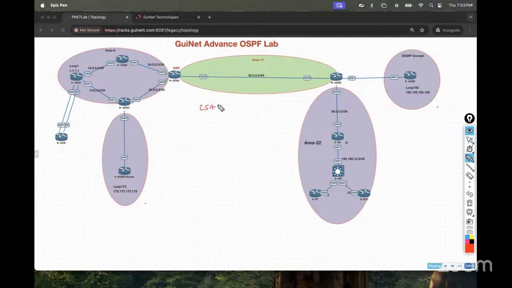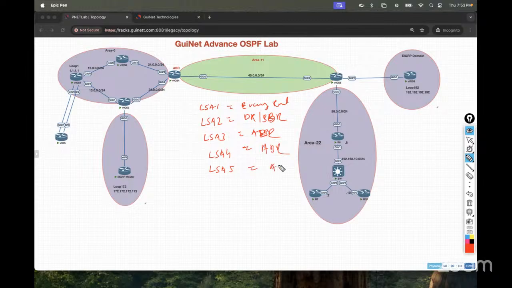So we have the LSA 1, LSA 2, LSA 3, LSA 4, and LSA 5. LSA 1 is generated by every router. LSA 2 is generated only in the case of a DR/BDR scenario. LSA 3 is generated by the ABR. LSA 4 gives the ASBR summary route, but is generated by the ABR only. And LSA 5 is the external route LSA that we get from the ASBR.